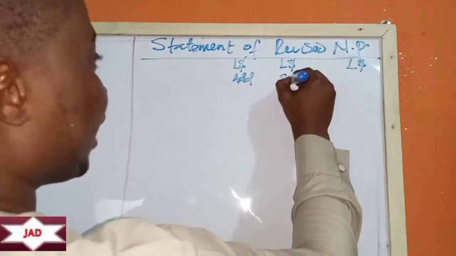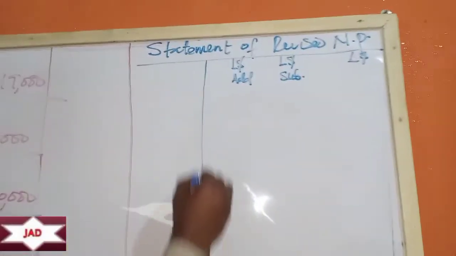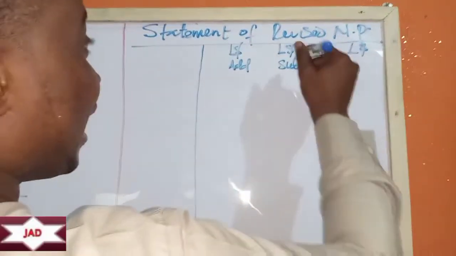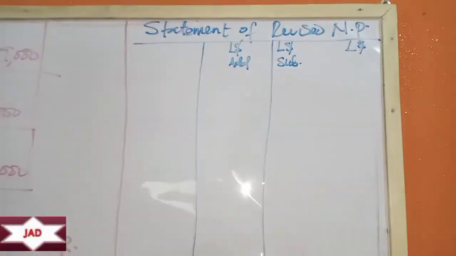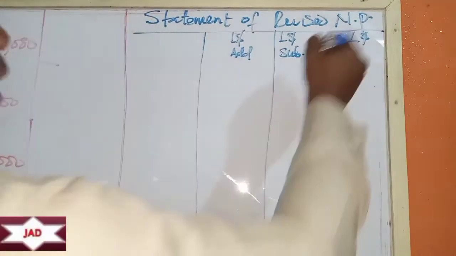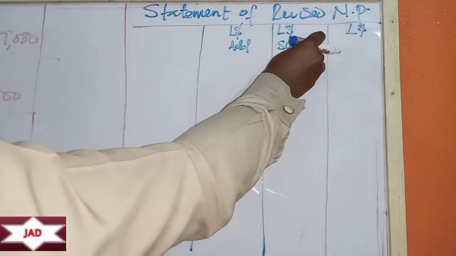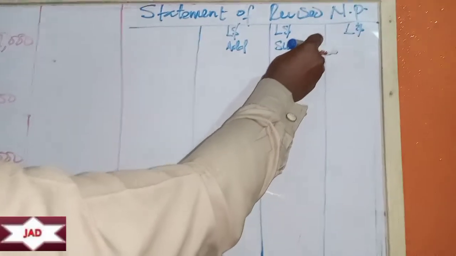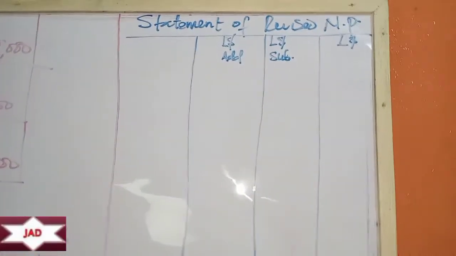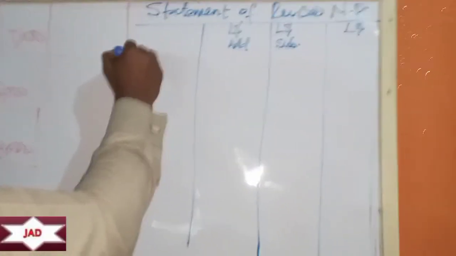So here, additions. Here, subtractions. Okay? So basically, any item that requires an addition will come here. Any item that requires a subtraction will come here. Okay? So let's make it that simple. All right?